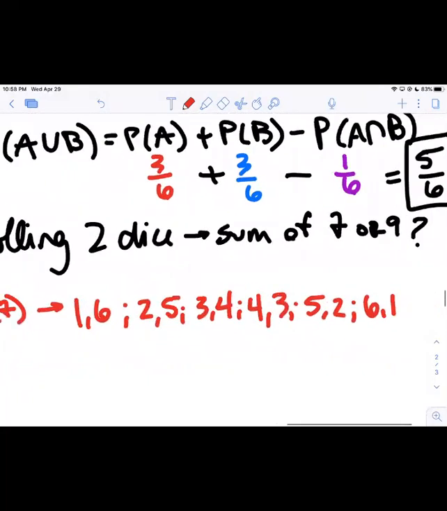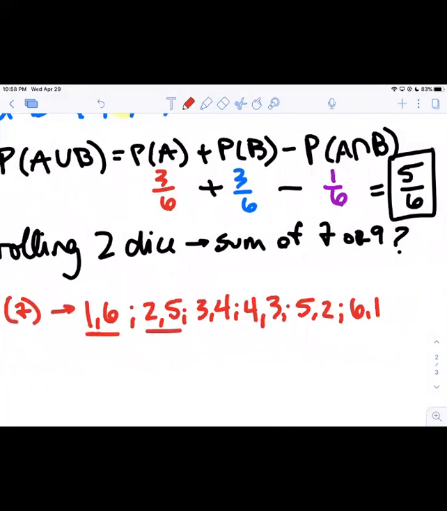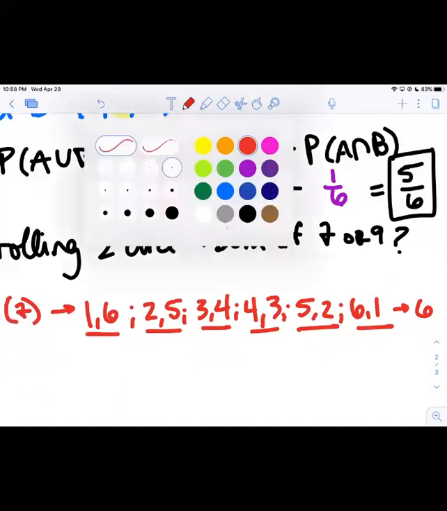And that's a total of how many times? 1, 2, 3, 4, 5, 6. So 6 different ways that we can get a 7.